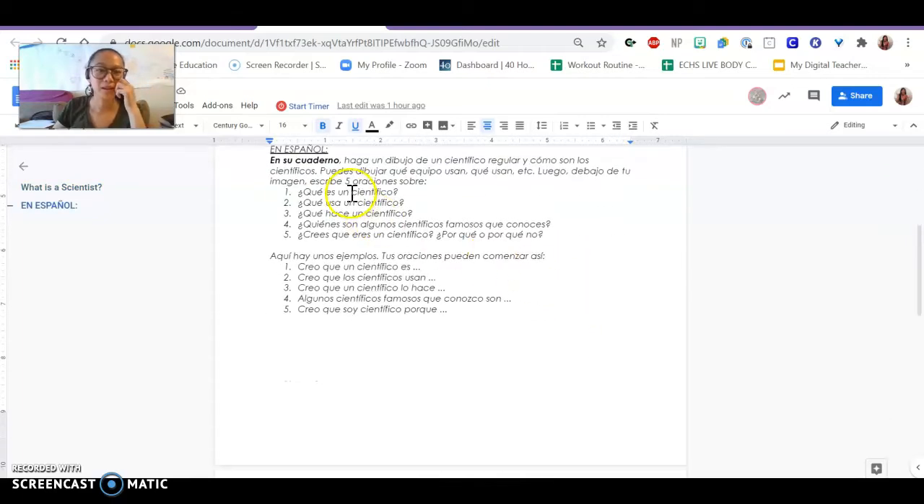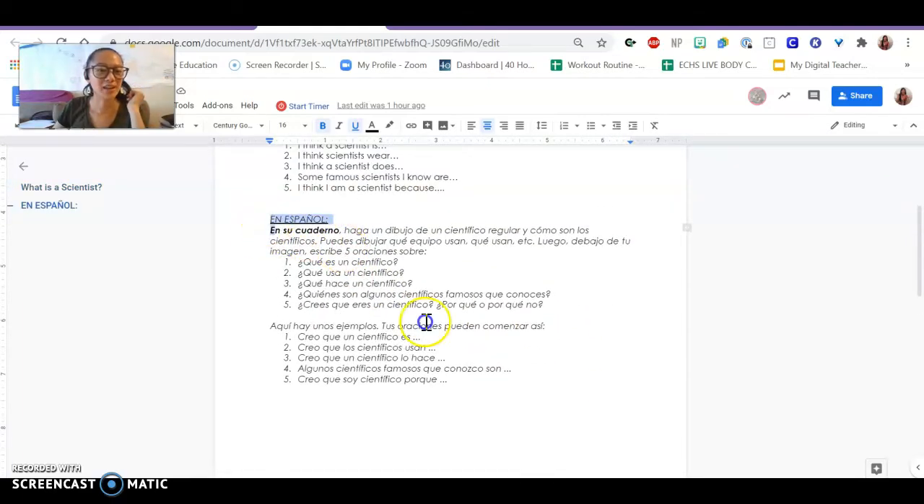Okay, so here are the directions in Espanol, if you need it, si necesitas. And you can look over here. So what we did in class was we wrote this in our notebook, right?